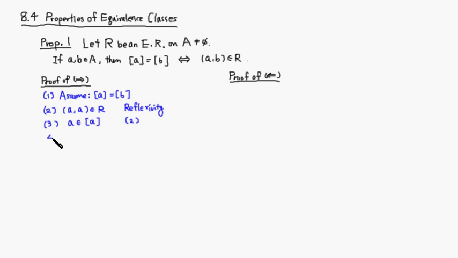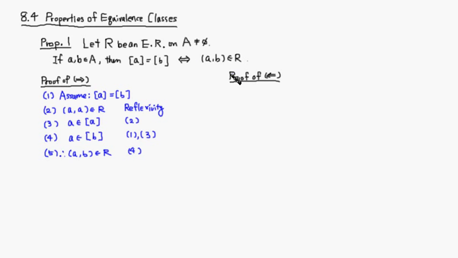Then four. Since the equivalence class represented by A is the same as the equivalence class represented by B, of course A is going to be also in the equivalence class represented by B. So I'm using line number one combined with line number three. Our next line would be, by definition, since A belongs to the equivalence class of B, A is related to B by this relation, and this comes from line four. So that's a proof of this direction.